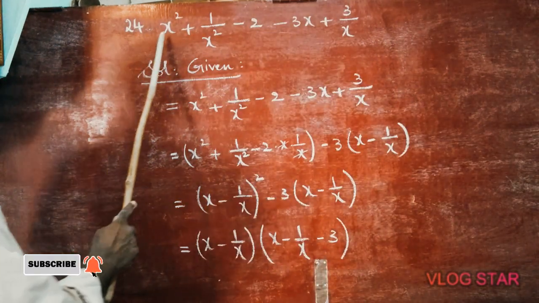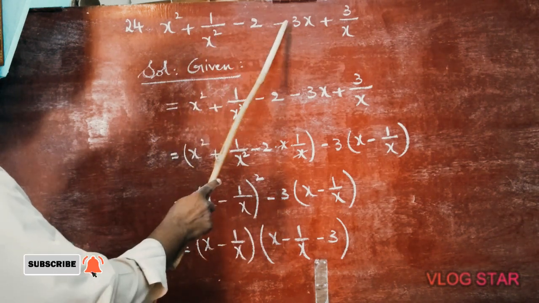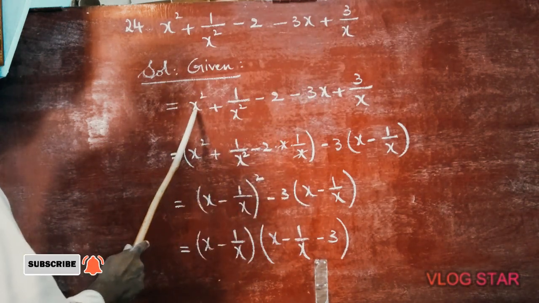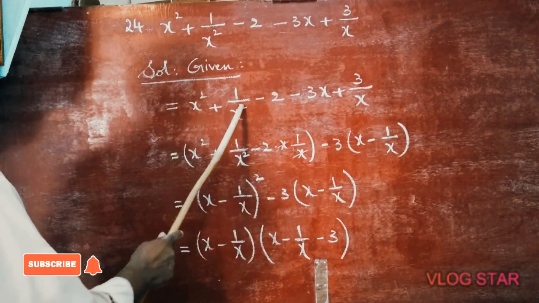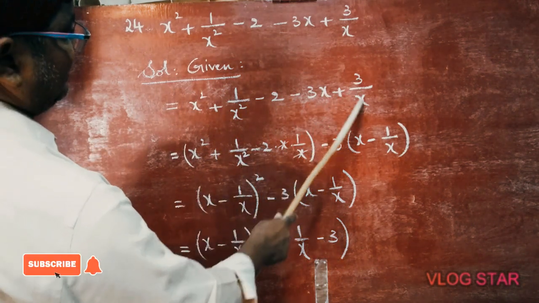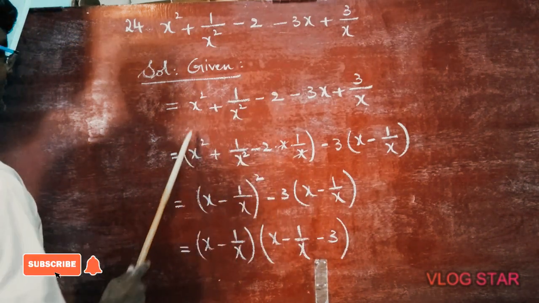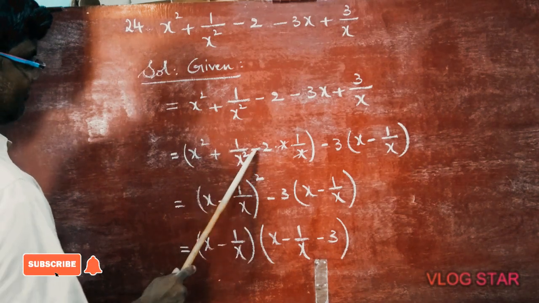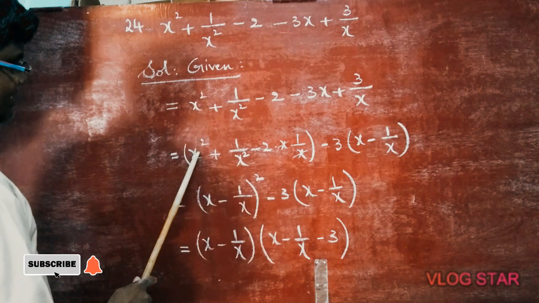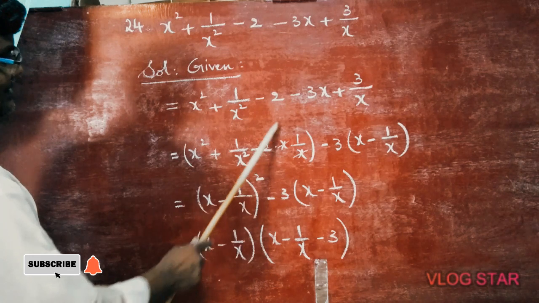24th problem. x square plus 1 by x square minus 2 minus 3x plus 3 by x. Solution, given: x square plus 1 by x square minus 2 minus 3x plus 3 by x. Now the first three terms, x square plus 1 by x square minus 2x into 1 by x, are in the formula of a square plus b square minus 2ab. Here x and x cancel, minus 2.